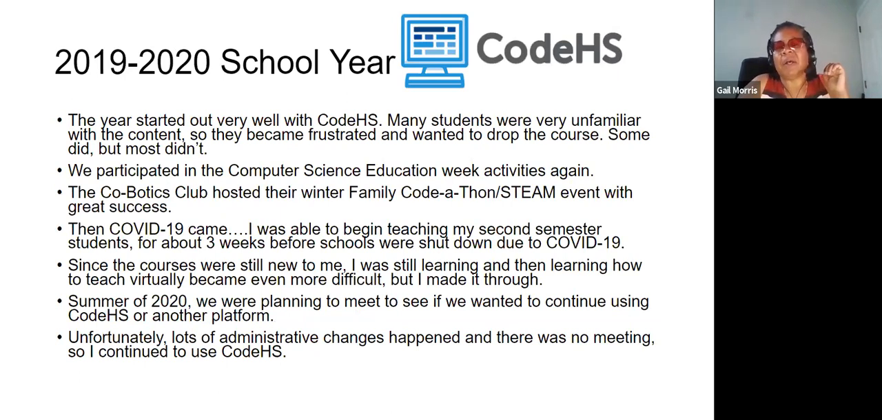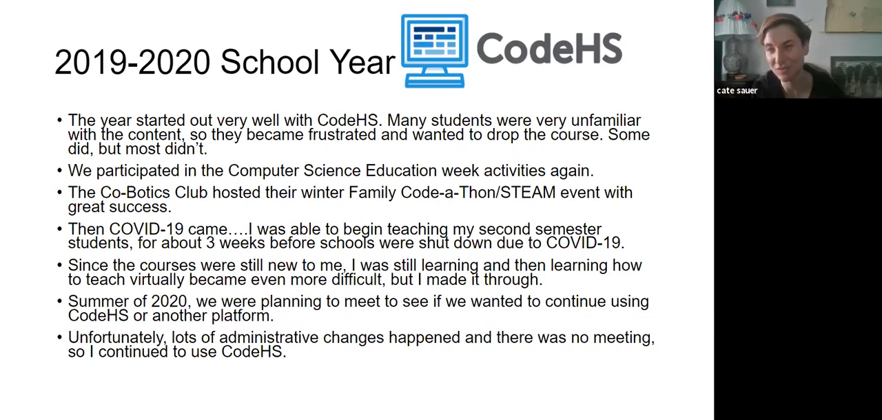I teach the 7th graders, it's a totally different class. For the 8th graders, it's a totally different class. It's still CodeHS, but we're still doing the same thing. Robotics Club is still doing well. And then, as I said, COVID came, of course, and that kind of threw a wrench in everybody's schedule, as we all know. It was difficult.